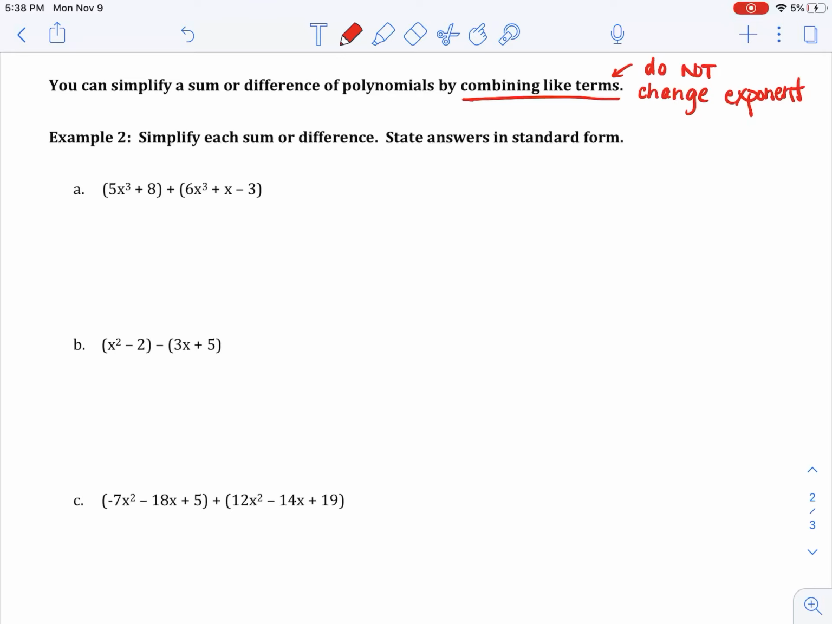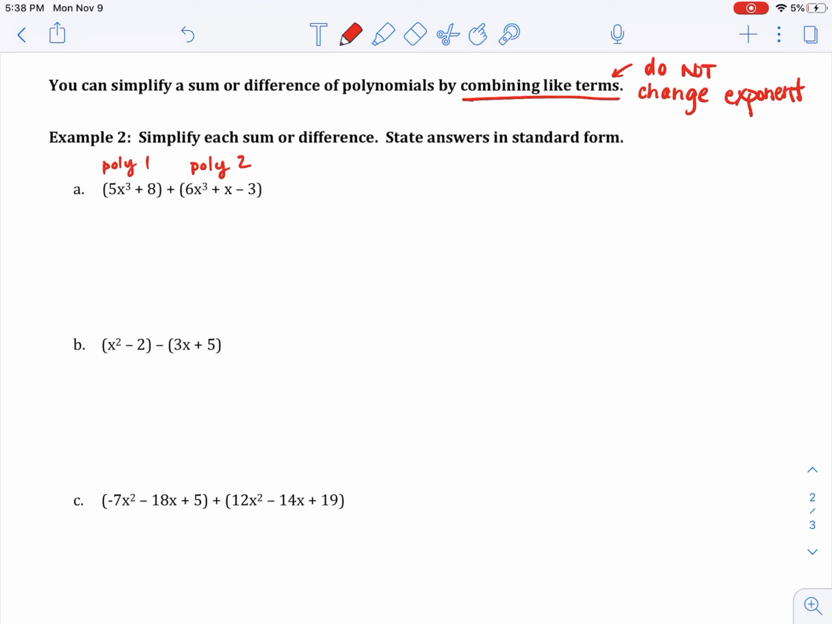All right, so if we look at example 2, you're going to see that we're either adding or subtracting 2 polynomials, right? So in the first parenthesis, we have the first polynomial. So this is polynomial number 1. Plus in the second parenthesis, we have another polynomial. So this is polynomial number 2. So that's why we say we are adding or subtracting polynomials. In this case, we're adding 2 polynomials.